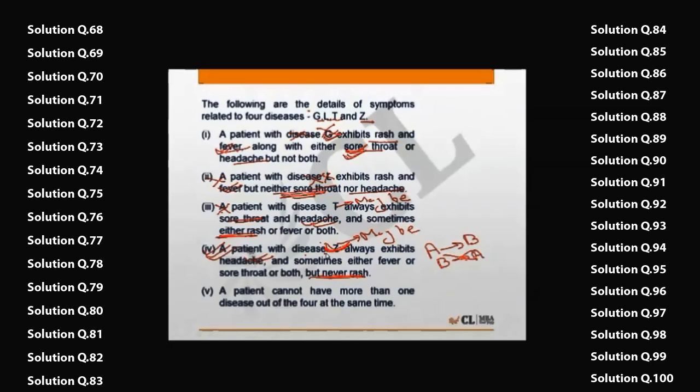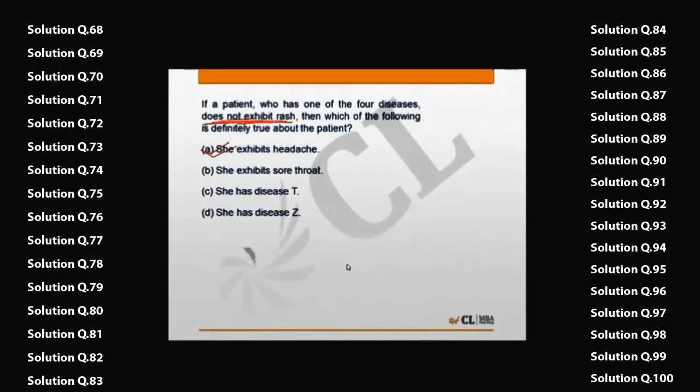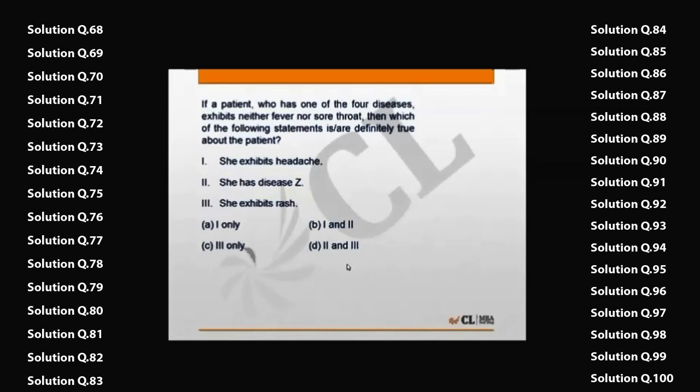And as this person suffers from disease Z, one thing is for sure, that this person would exhibit headache. And this person would never exhibit the symptom of rash. Now, looking at these three things, we know that the first statement, she exhibits headache, is absolutely alright. We are sure about this also, that she has disease Z. And we are sure about the third one, that no, it's not there, because if a person suffers from disease Z, that person can never exhibit rashes. So the first and second statements are both right, and hence our answer is B.